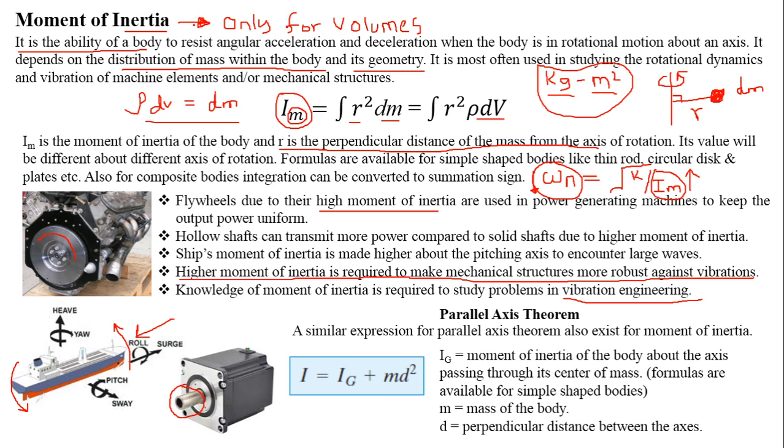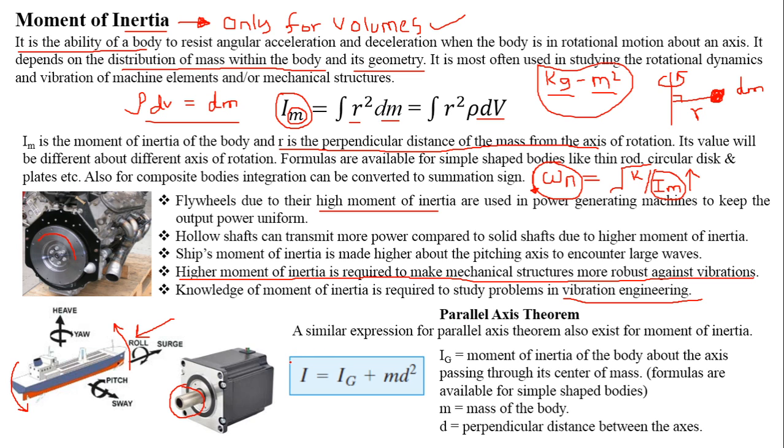Unlike the second moment of area, which was calculated for areas, 2D. The moment of inertia is only valid for volumes, because if you substitute in place of dm rho dv, and if rho becomes constant, that is your material is made up of a single homogeneous material density, then this is just the integration over the volume, or volume integral. Whereas the second moment of area was calculated for areas. It was actually the characteristic of the cross section area.